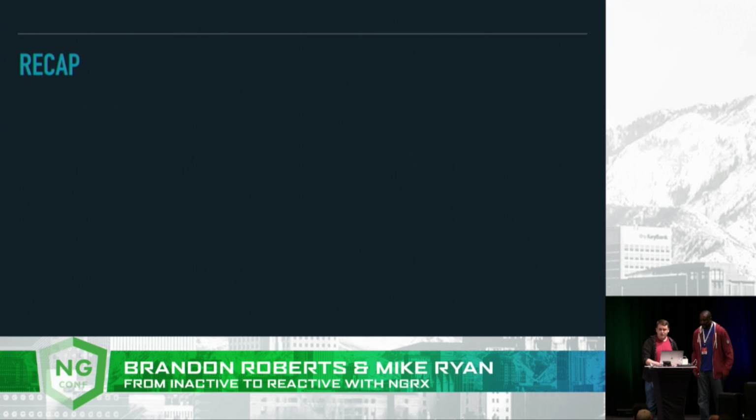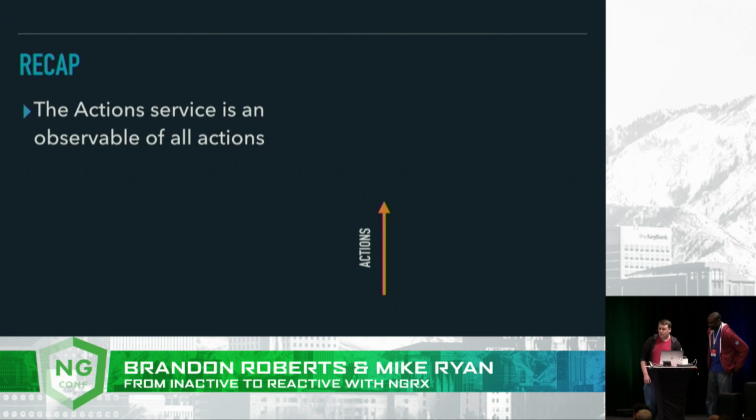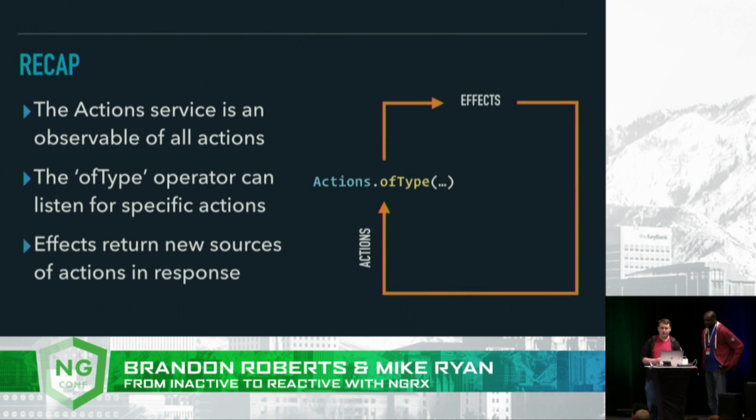Okay, let's recap effects. We've said that we have this action service, and we can use the of-type operator to listen for specific actions. Effects listen for those actions and return new sources of actions in response. Those are wired back up to the store, and in this way, we've isolated our side effects from our components, making our components a pure representation of state.